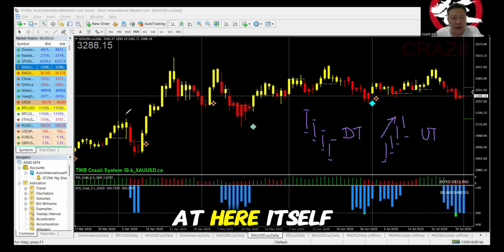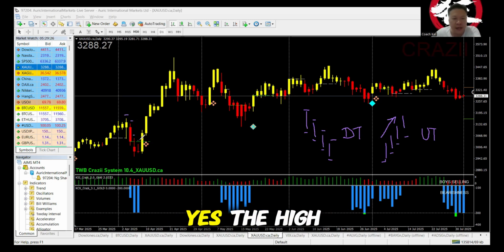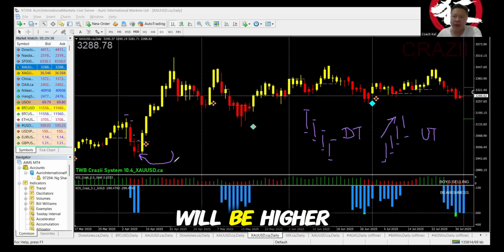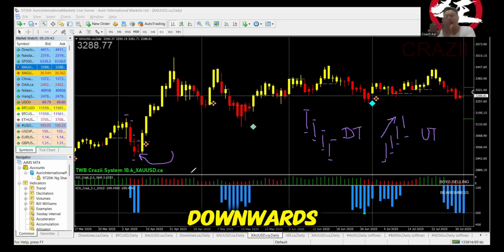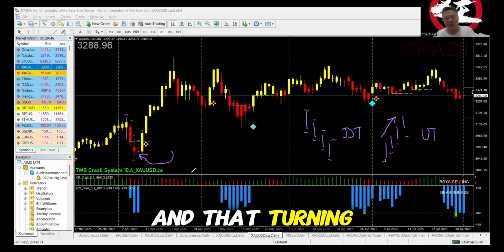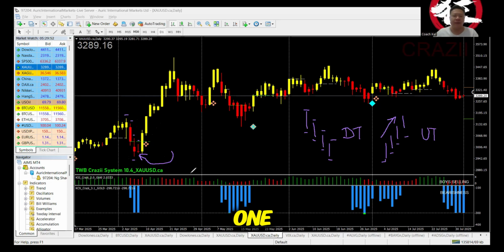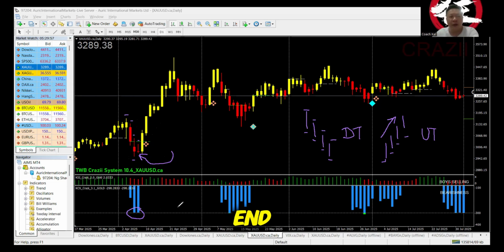All right, so everybody look here. So do you notice that this is the high getting lower? Can you see that? Yes. The high getting lower, right? That's the first condition. And then when the market reverses itself, you notice that this guy will always be there, whereby the low of this bar will be higher than the low of the previous bar. So that means that as the market is coming downwards, there will be a turning point. And the turning point itself is where the candlestick has a low that is higher than the previous one. And if you look at it right now, you will notice that the KCX will always be at the low end near the extremity. Got the idea now?